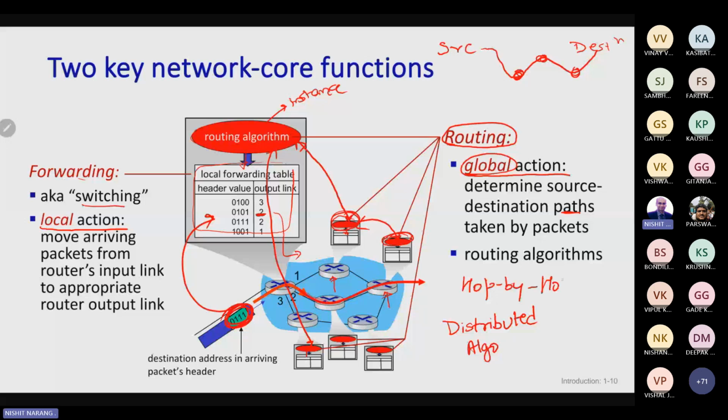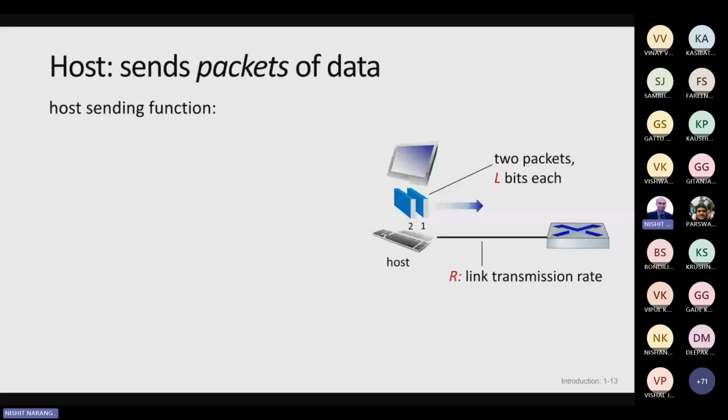So this is how in a packet switch network, data traffic flows from source to destination, right? By following the twin functions of routing and forwarding. So routing is a global function, forwarding or switching is a local function.